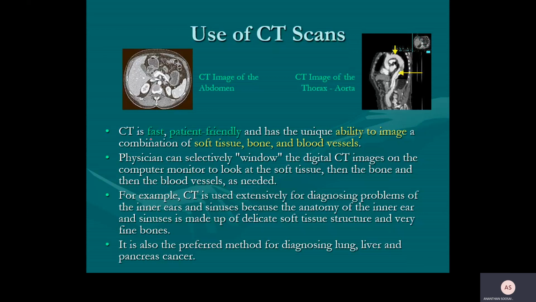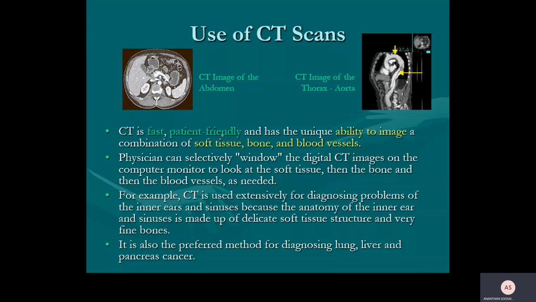CT scan is fast. You just go in like taking an X-ray. An X-ray might take maybe 5 minutes, and this one might take maybe 10 or 15 minutes, and you can get the imaging. It is also patient friendly. Patient friendly means you move a little, it's fine, it still gives the image.